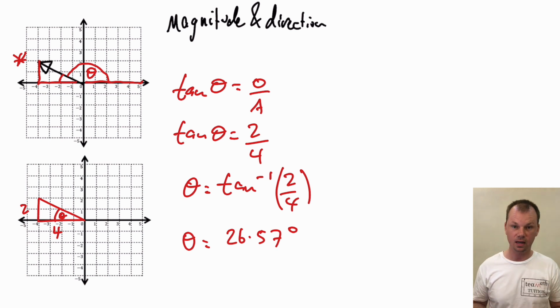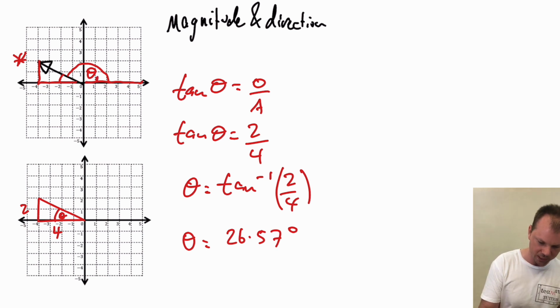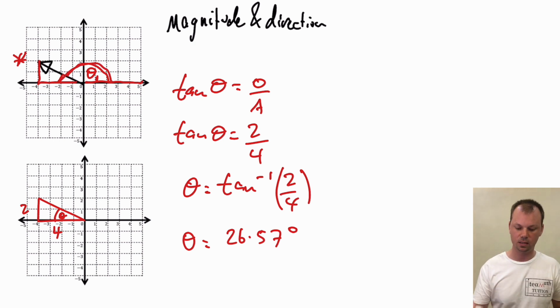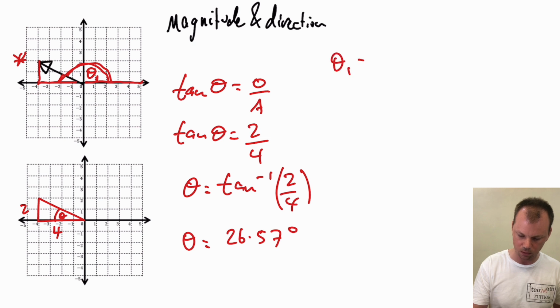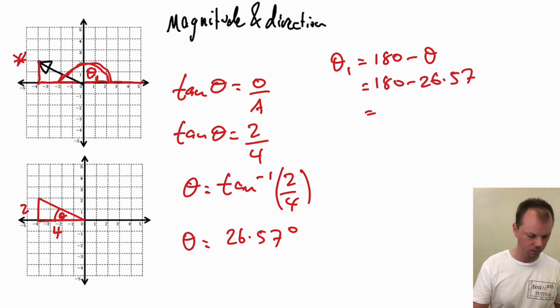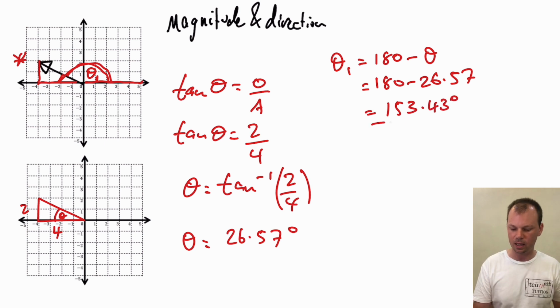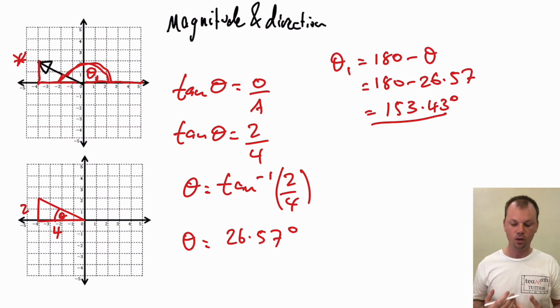So if that's our theta and we want to calculate, let's call it theta 1 in here, theta plus theta 1 make up 180 degrees. So we can say theta 1 equals 180 minus theta, 26.57. And we get 153.43 degrees. So this is how we calculate the angle of the vector. We calculate the magnitude using our Pythagoras' theorem.